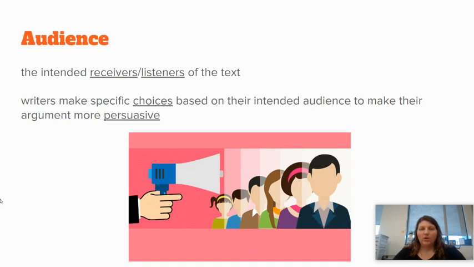So think about when you are talking to your parents and you're trying to convince them to get you a new phone or let you go to a party this weekend or allow you to do something that you think they are going to be reluctant about or say no to. Think about the choices that you make when you are addressing that audience versus if you're asking them to do something that you think they'll probably say yes to. You might approach your audience differently and make different choices in order to be more persuasive.